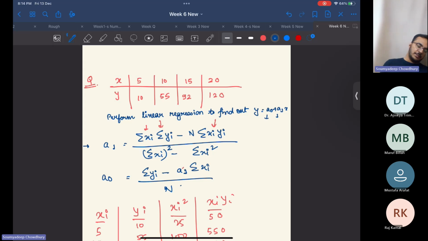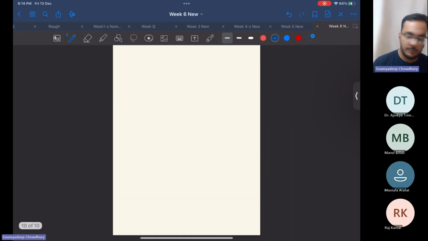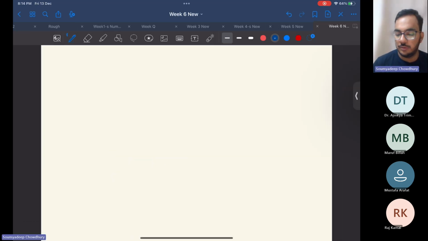So how did you get this a naught and a1? This formula you have to remember, but if by chance you forget the formula, just remember how we achieved this. It is through minimization of the error, right? Okay. So now another problem we will do, that will be non-linear data, right?